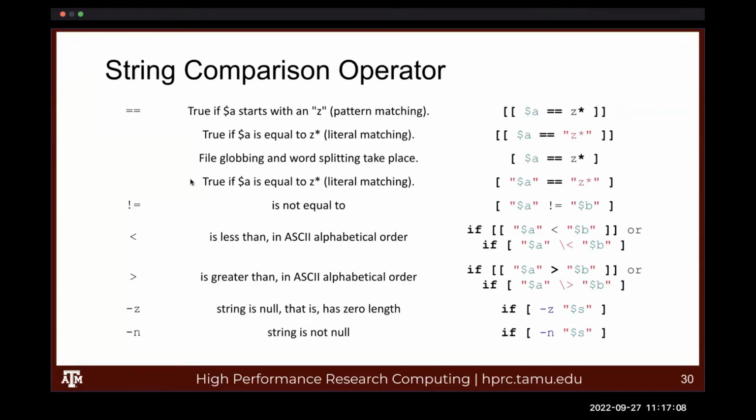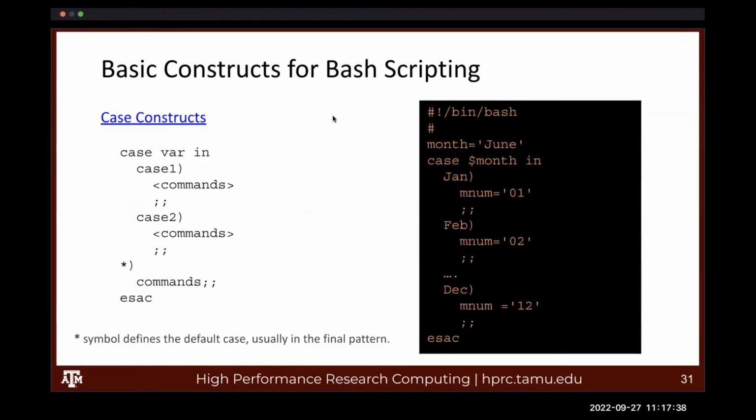Okay, exclamation mark and equal sign is not equal to, and then greater than, less than symbols, using, I guess, ASCII alphabetical order. -z will check if a string has 0 length, and -n will check if a string is not null, so it has more than 0 length. So that's some basic usage for if-then statements.